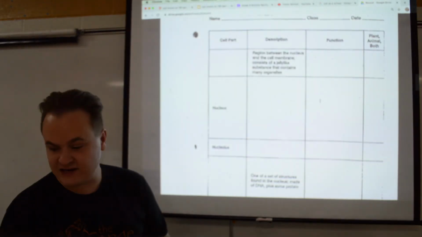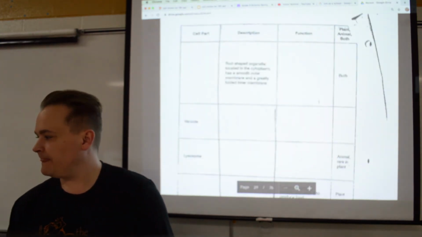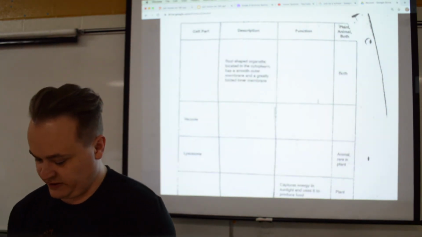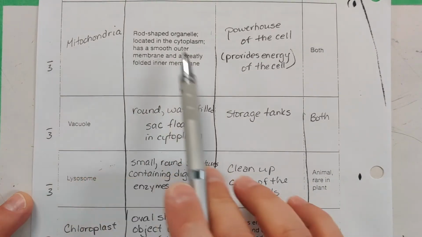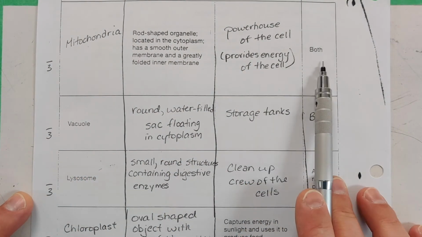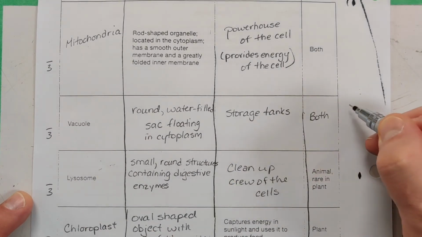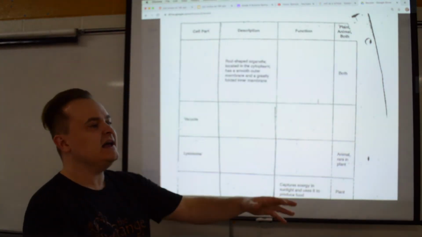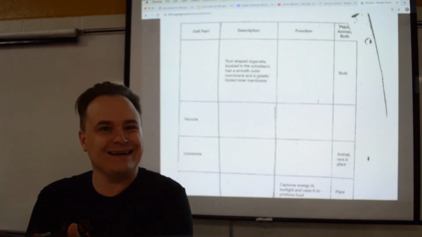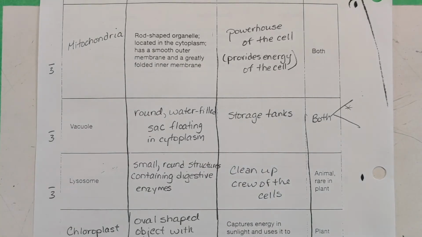And we are on the back sheet now. We are talking mitochondria, powerhouse, provides energy, found in both. Vacuole is found in both. You could really make a note here if you wanted. You could say vacuole is found in both, but technically it is much bigger in a plant than in an animal, so you could make a special note there if you like.